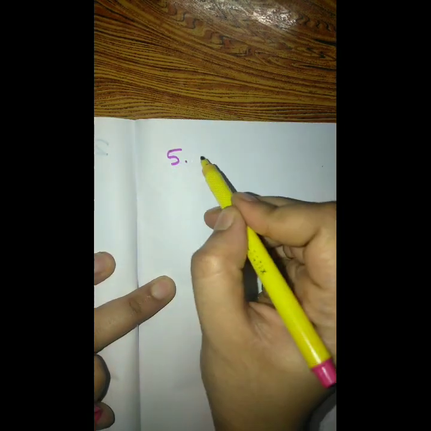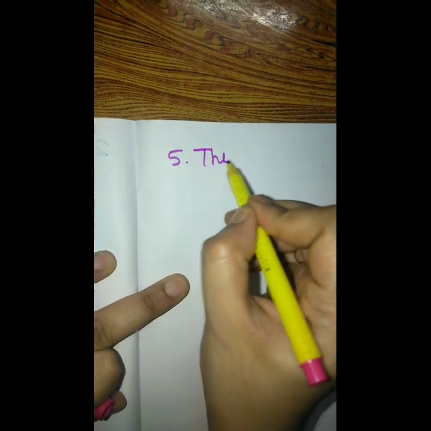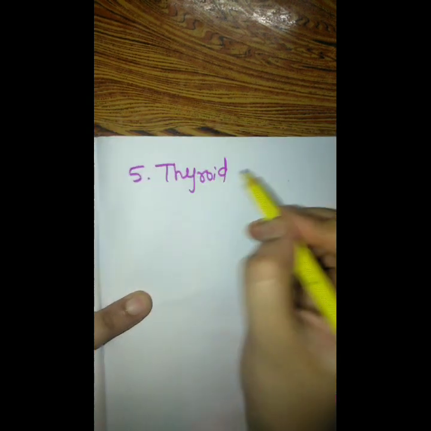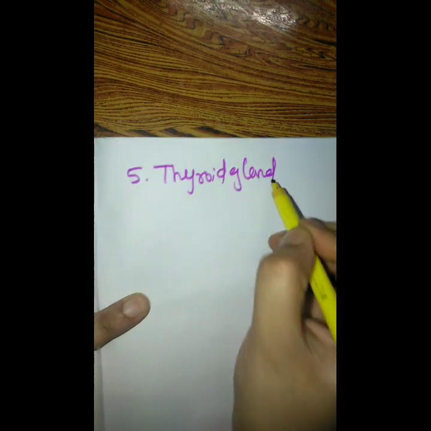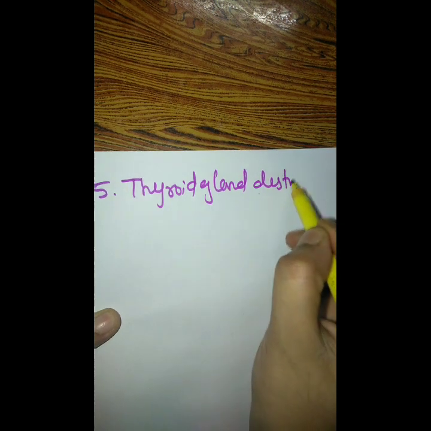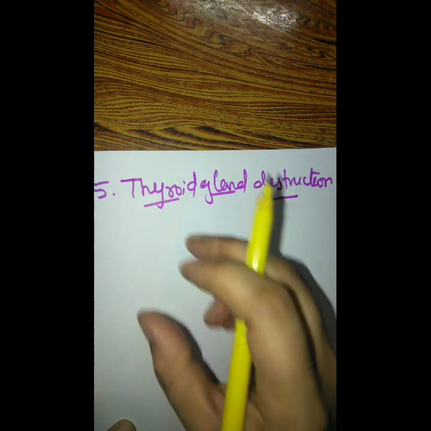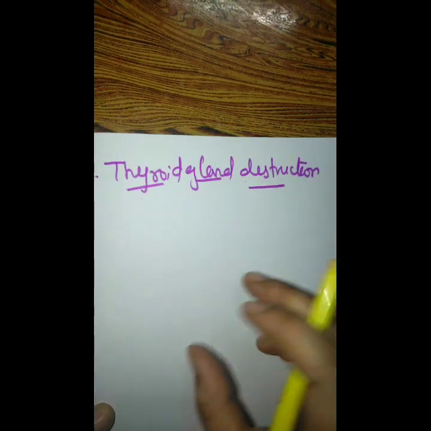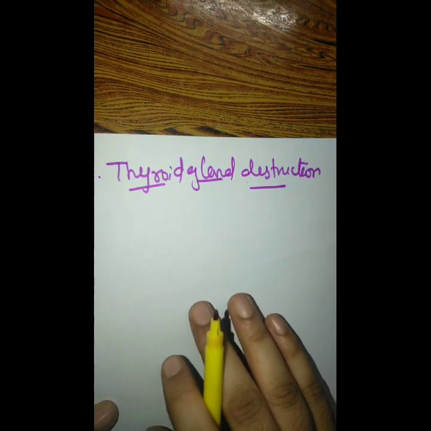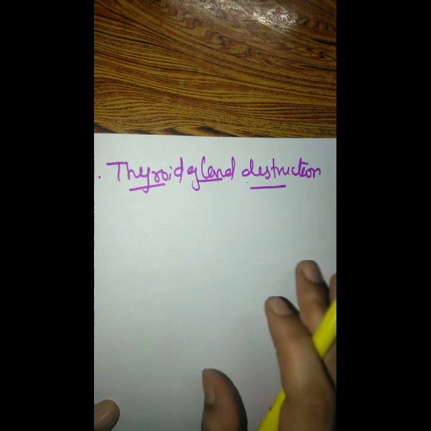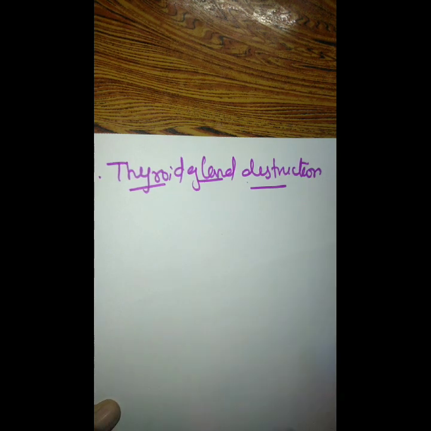Now coming to the last method for treatment of hyperthyroidism, which is thyroid gland destruction, or you can say removal of the thyroid gland. See, this is the last option. If your hyperthyroidism is untreatable, then our last option is to perform a surgery and remove the thyroid gland.